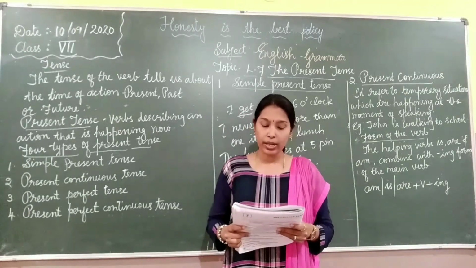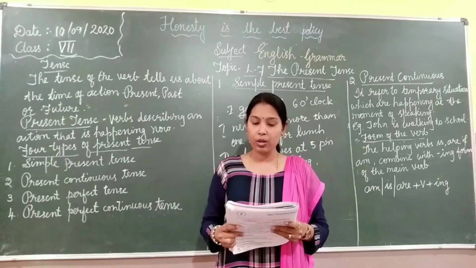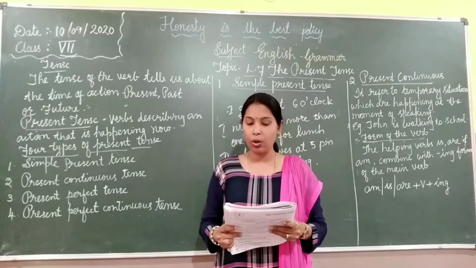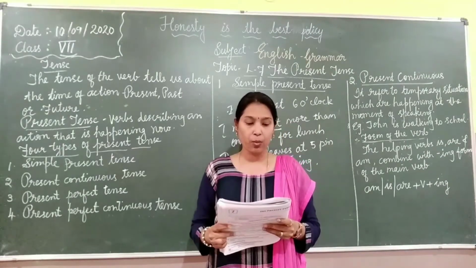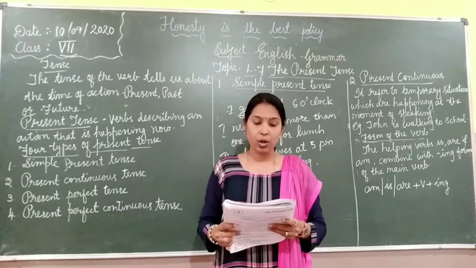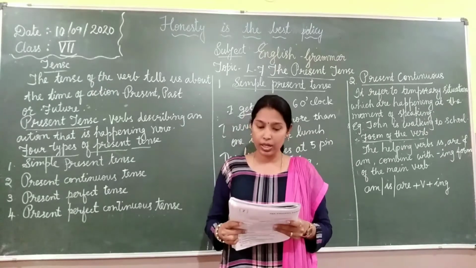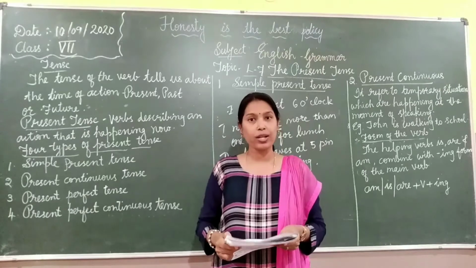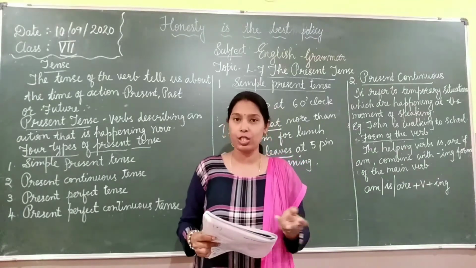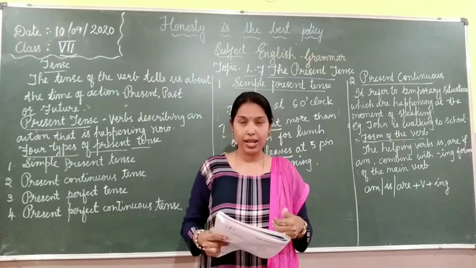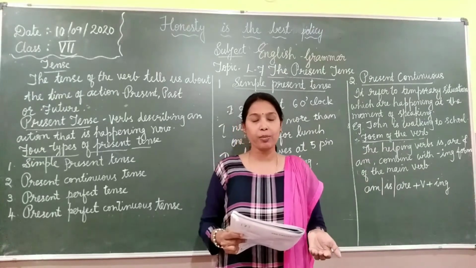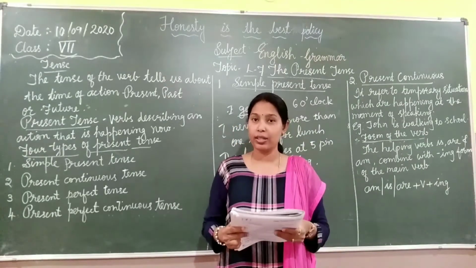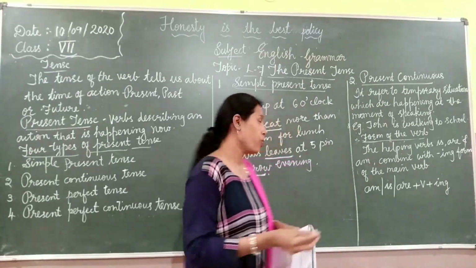With singular nouns and third person singular nouns, he, she or it, use the base form of the verb plus S or ES. What are third person singular nouns? He, she or it, right? First person I, second person you, and third person he, she or it. There you can use the base form of the verb.